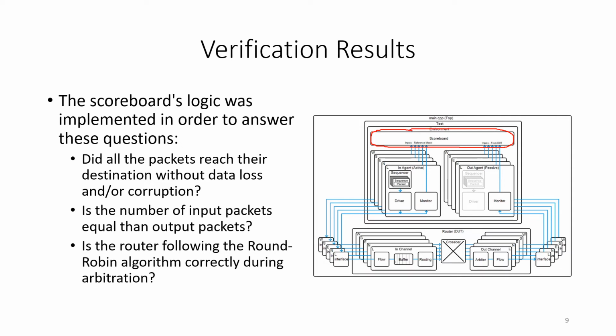Now, the scoreboard created for this work has several functions, and these functions were created in order to answer 3 questions. Did all the packets reach their destination without data loss and/or data corruption? Is the number of input packets equal to the number of output packets? And the third question comes because the arbiter, as we know in this router, follows the round-robin algorithm. So question 3 is: is the router following the round-robin algorithm correctly during arbitration?